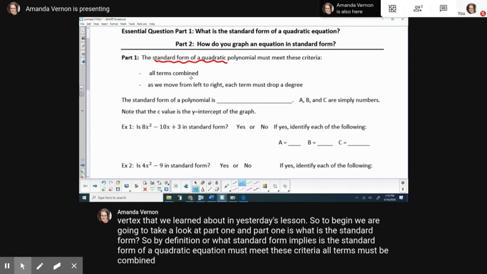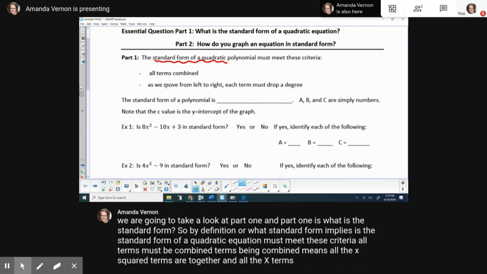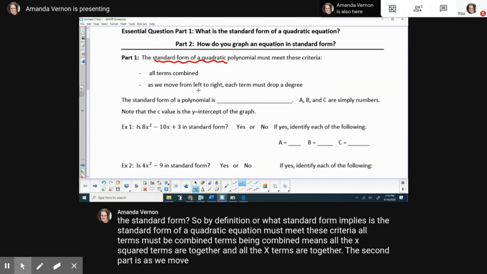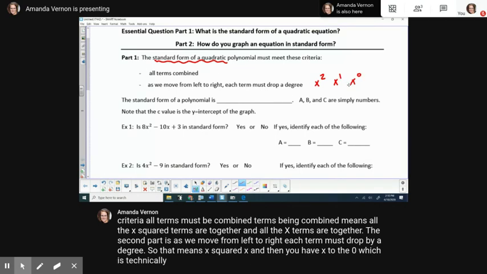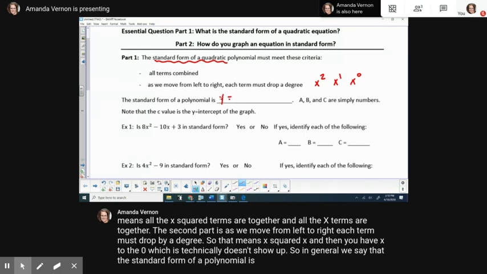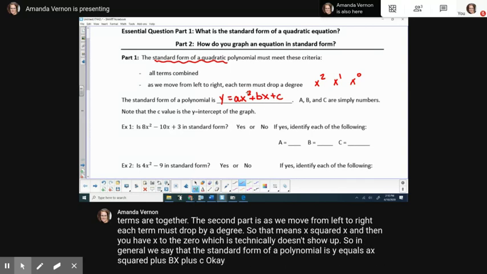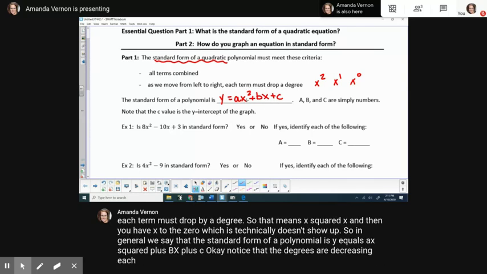Terms being combined means all the x squared terms are together and all the x terms are together. The second part is, as we move from left to right, each term must drop by a degree. So that means x squared, x, and then you would have x to the 0, which technically doesn't show up. So in general, we say that the standard form of a polynomial is y equals ax squared plus bx plus c. Notice that the degrees are decreasing each time, and there are no repeated variables such as 2x squared showing up.